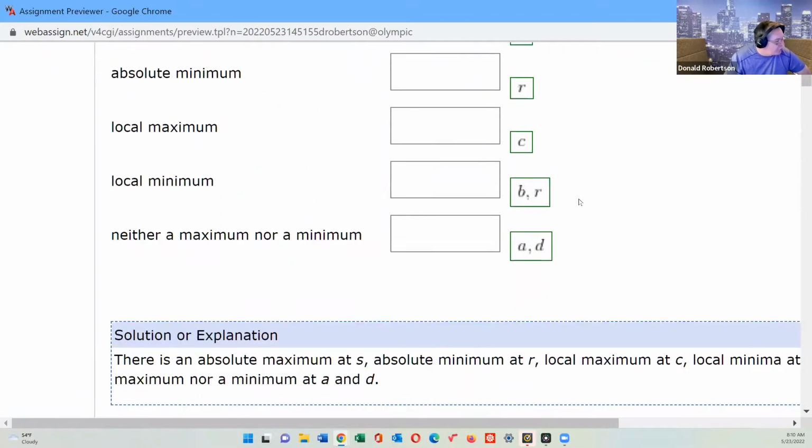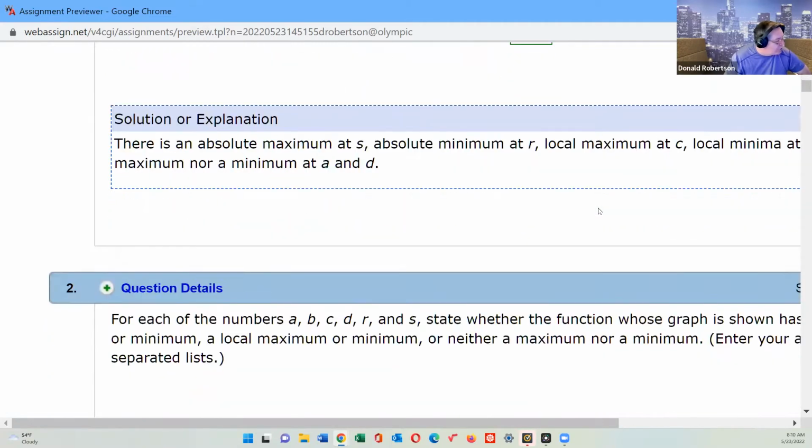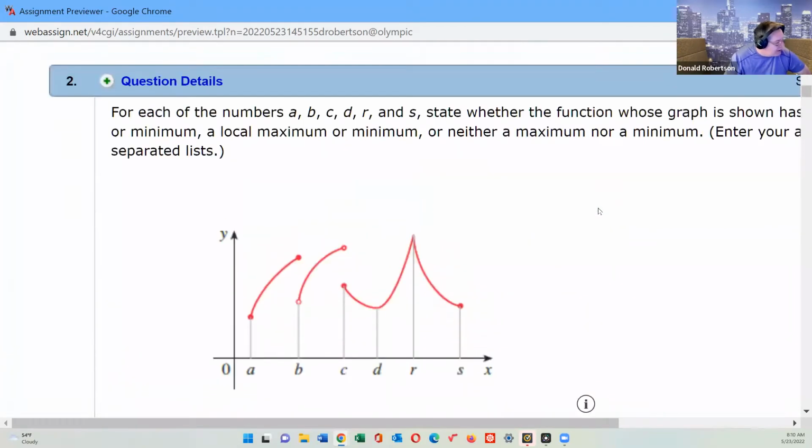Now, if that was the case, then it would be relatively straightforward. But here's another complication. And this is a piecewise function. And piecewise functions make the hardest questions to answer. So I'm doing it in no particular order.